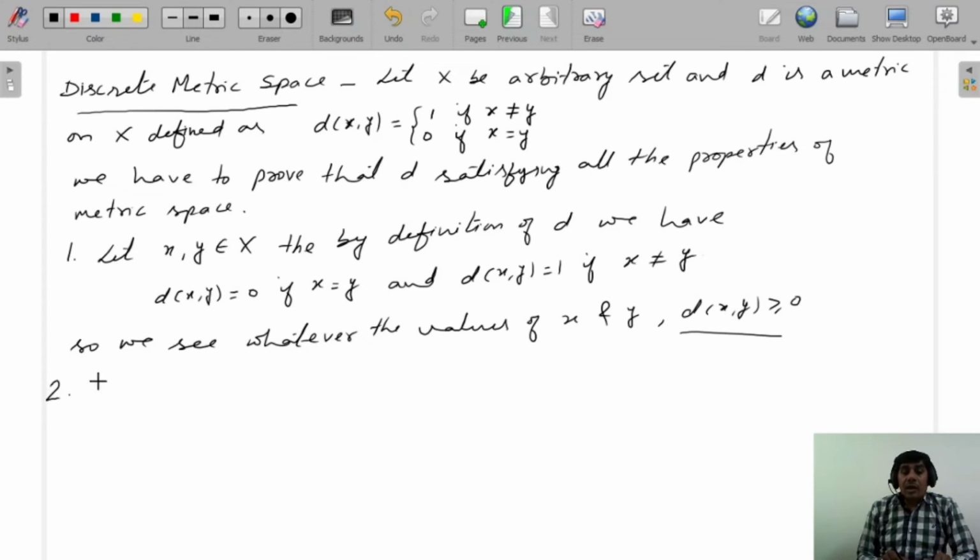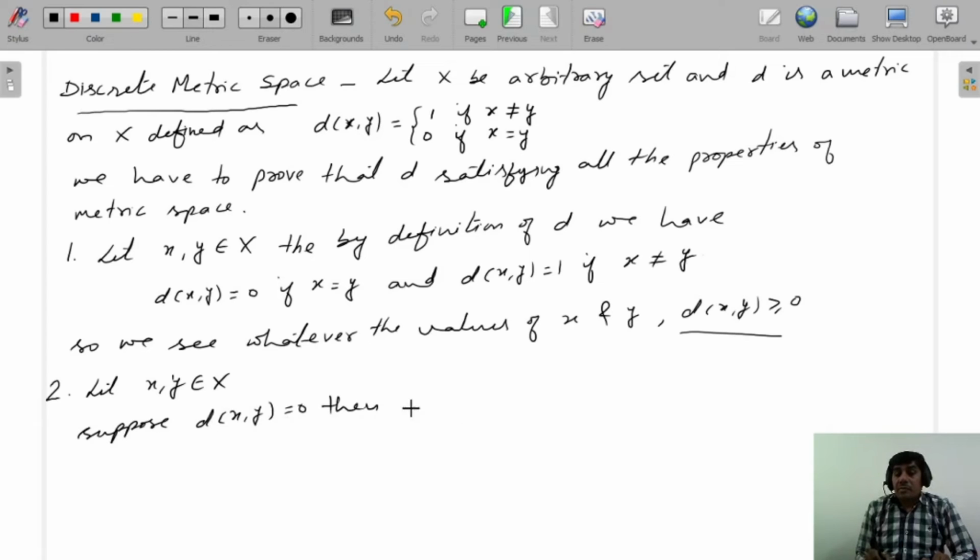Second, let x, y belong to capital X. Suppose dxy is equal to 0, then by the definition of metric D, x is equal to y.